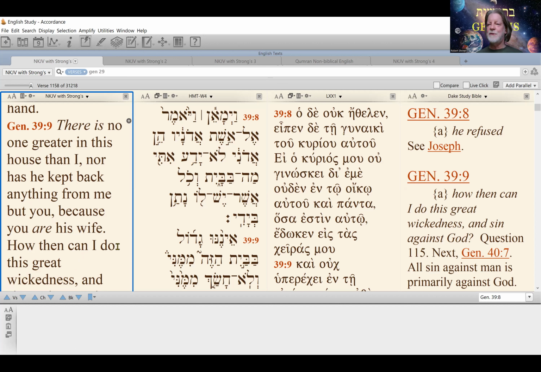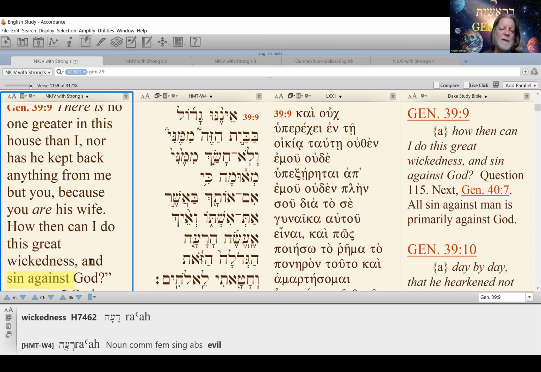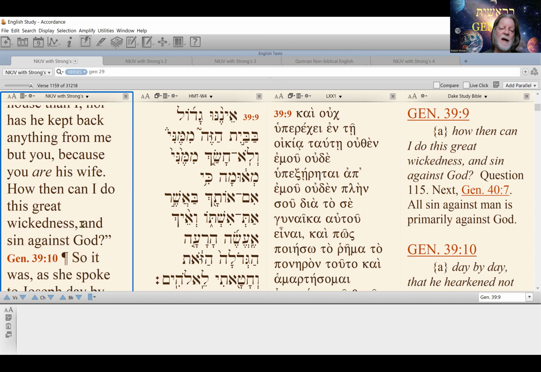He bore children to the girl that he would eventually marry. Okay, so Yosef is not castrated. So Yosef says he's entrusted everything to my hands, but you. So he says, how can I do this great wickedness and sin against God?